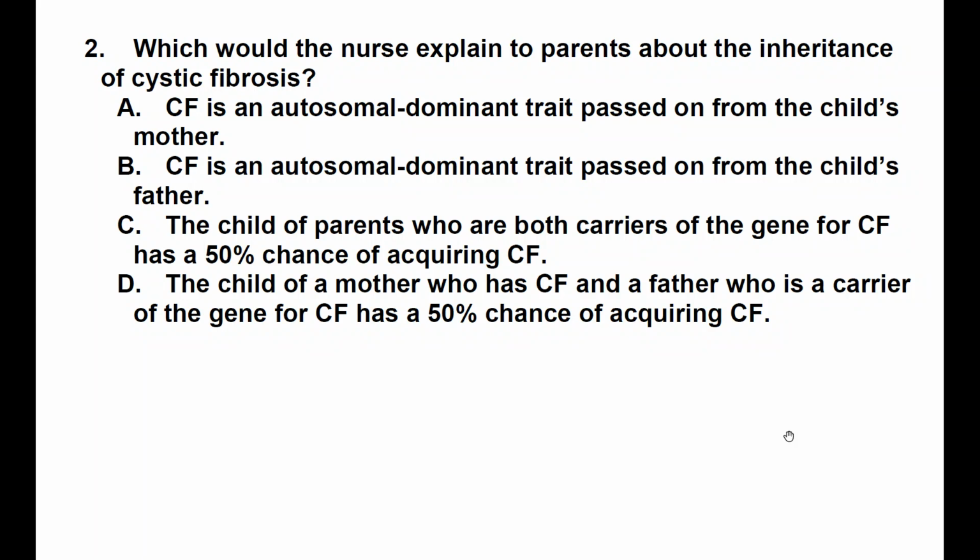So letter C eliminate because if the child is born to parents who are both carriers of the cystic fibrosis gene, the child has 25% chance of acquiring the disease and 50% chance of being a carrier of the disease. So that's actually wrong. So the best answer for number two is letter D. The child of a mother who has CF and a father who is a carrier of the gene for CF has 50% chance of acquiring cystic fibrosis. So that is 50%. So number two, bravo.